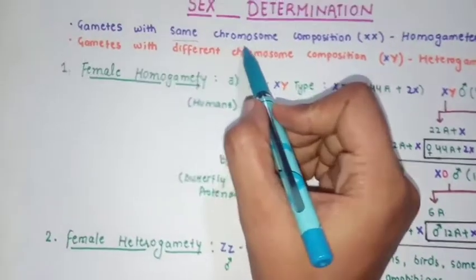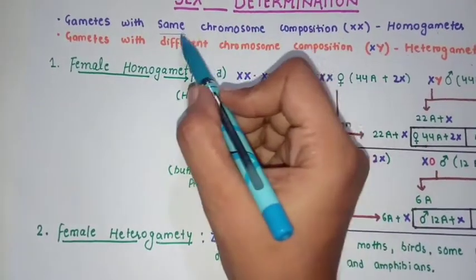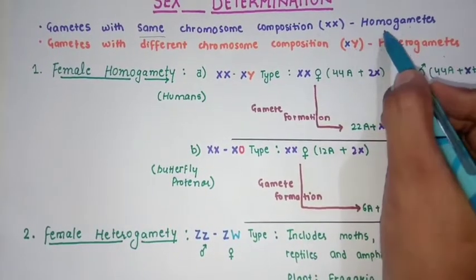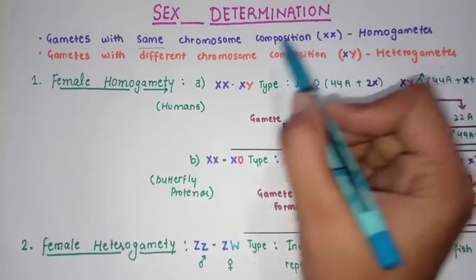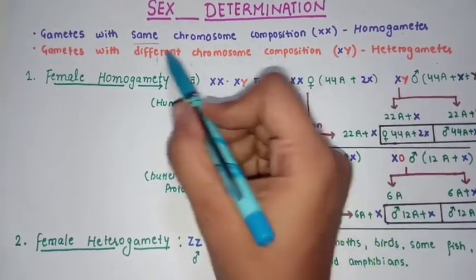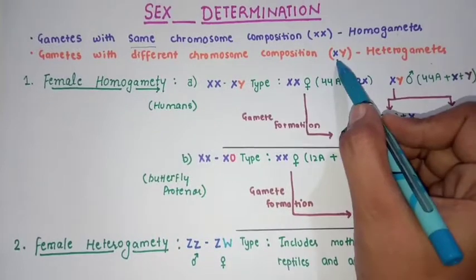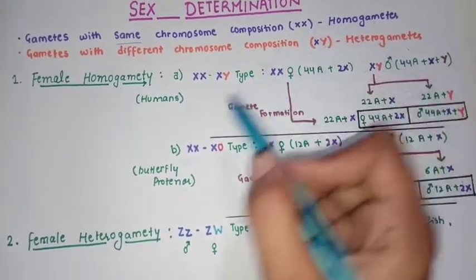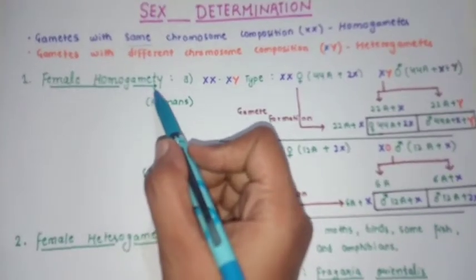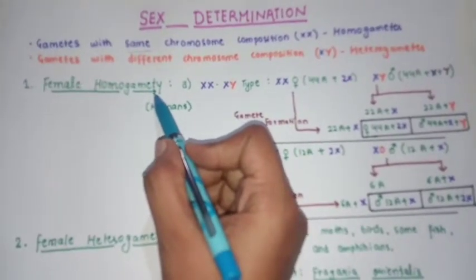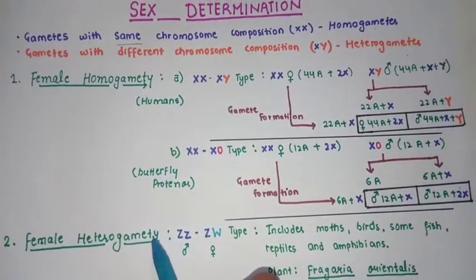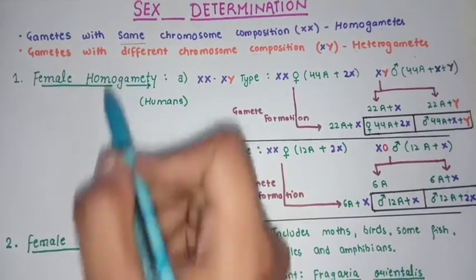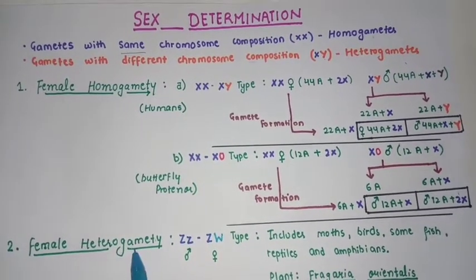When the chromosomal composition of the gametes is similar, just like X and X, we call them homogametes. Also, when the chromosomal composition is different, just like X and Y, we call them heterogametes. So there are two types we will discuss here: female homogamety and female heterogamety. We can also call them male heterogamety and male homogamety.